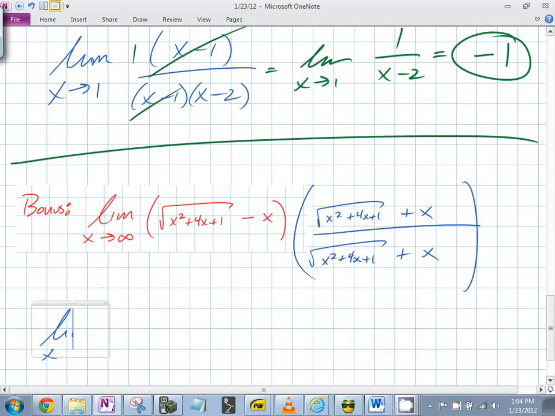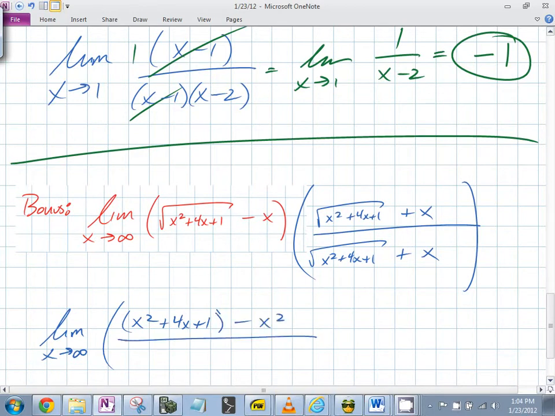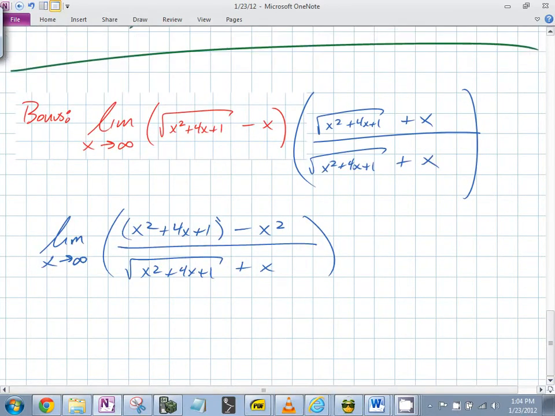The limit as x goes to infinity, what do you end up with? You get x squared plus 4x plus 1, right? Correct? And then you get plus x and then minus x, so minus what? Minus x squared all over this thing, which you can't do anything with. Correct? What happens to the numerator? What cancels? Wait, is that supposed to be squared? Nope, because square root times square root it goes away. What cancels? So you're left with the limit as x goes to infinity of 4x plus 1, right? All over this thing.